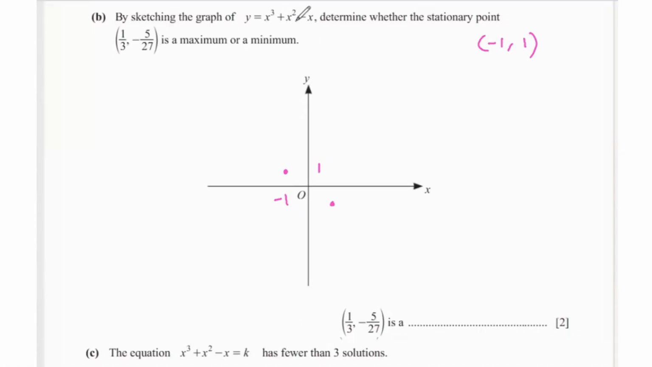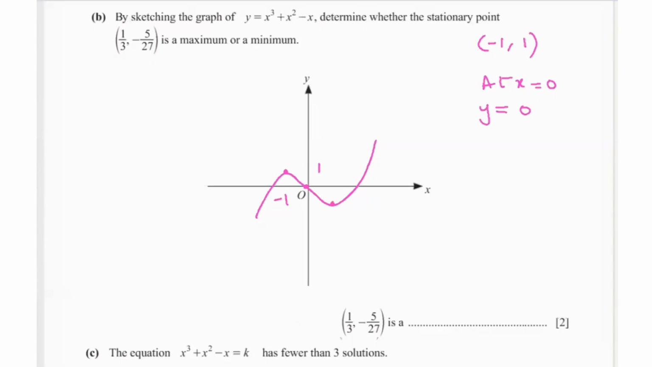And if you notice, for the x and y intercept, when you put x equals 0 for the original graph, y would also equal 0, because 0 cubed plus 0 squared minus 0 is 0. So this is one of the intercepts. So based on that, this is what the equation should look like.